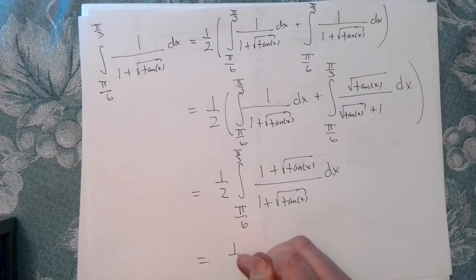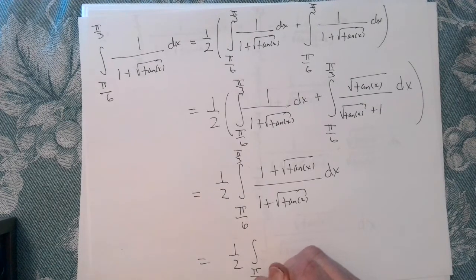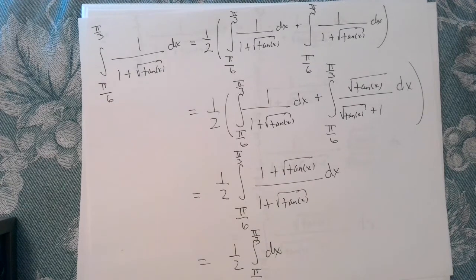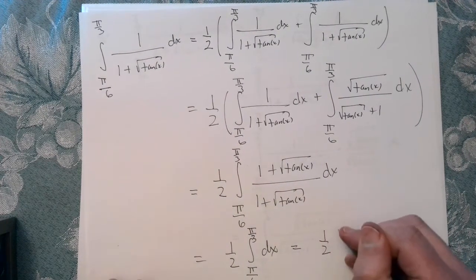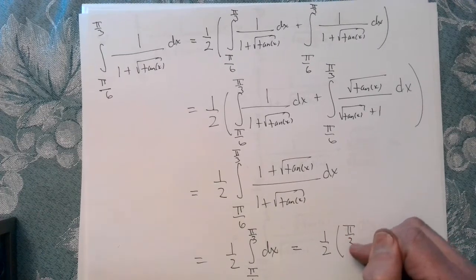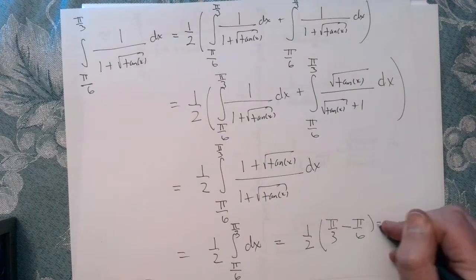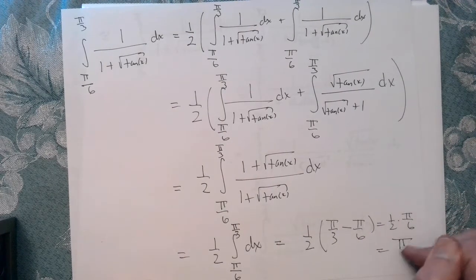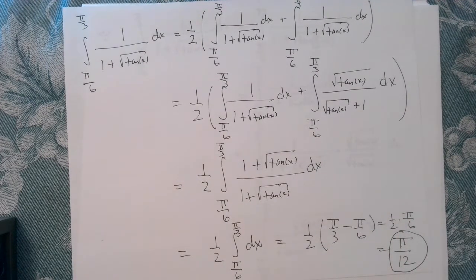So now you can see why this is incredibly useful, because now I'm just integrating 1 with respect to x. But that's exactly the difference in the bounds. So that's 1/2 of pi over 3 minus pi over 6. But that's 1/2 of pi over 6. And that's pi over 12. That's the value of our integral. So, cool theorem and really cool application.